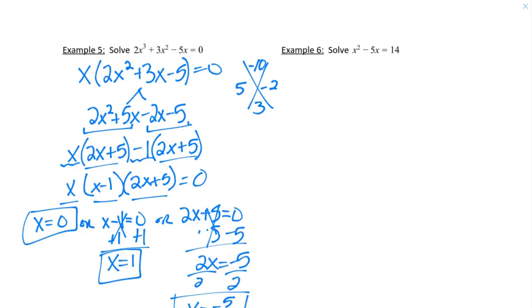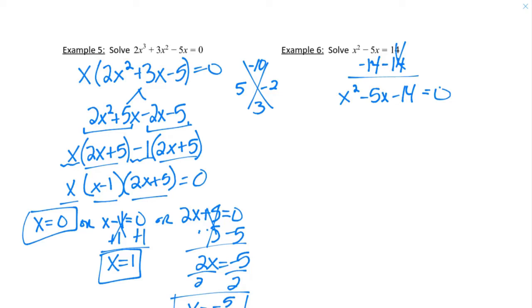All right, let's go ahead and look at number 6. So number 6, this one, we don't have any GCF. Before we even consider a GCF, though, we have to remember that we have to make it equal to 0. We always want to make our equations equal to 0 before we start trying to solve them. So to do that, easy way would just be to subtract 14 from both sides. Since 14 minus 14 is 0 on the right, we'll then just have x squared minus 5x minus 14 equals 0.